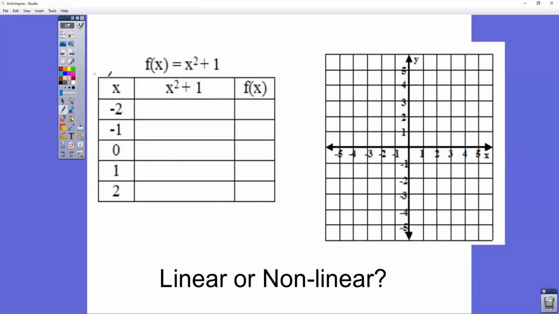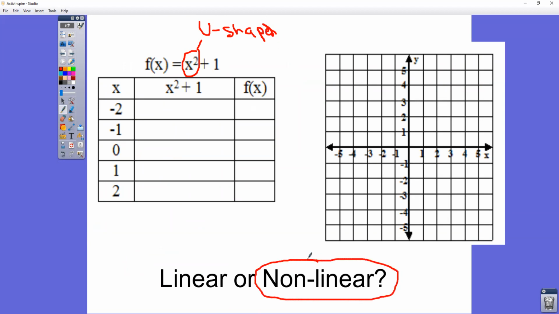Take a look at the last example. Now, this last example, notice that we have an x squared in our equation. Anytime that you have an x squared, this is going to be a U-shaped graph. That U-shaped graph is non-linear because it's U-shaped. So notice that they chose already for you -2, -1, 0, 1, and 2. We're going to sub those numbers in for x.